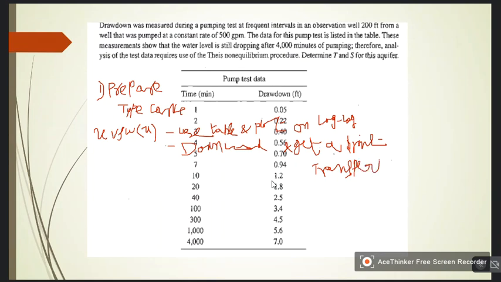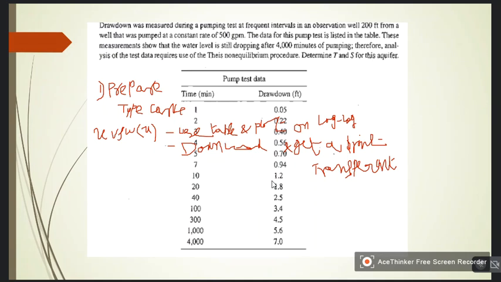Why transparent? Paper is dull. You have to match it with your observation data curve, so you have to see through it. Otherwise, it is not possible.